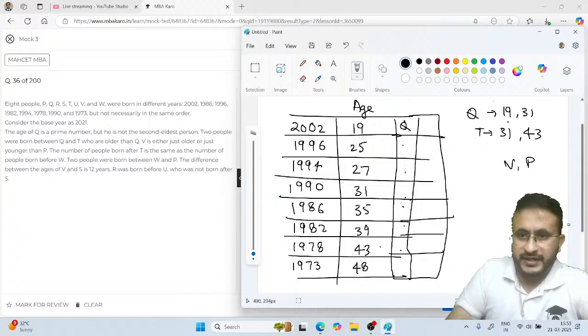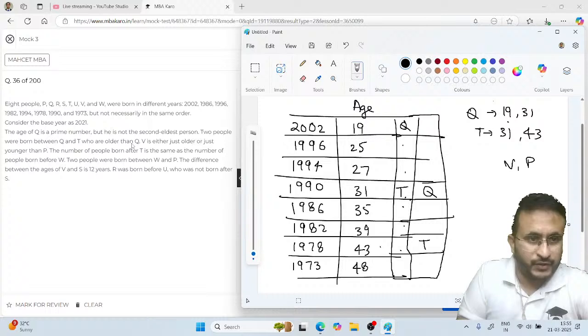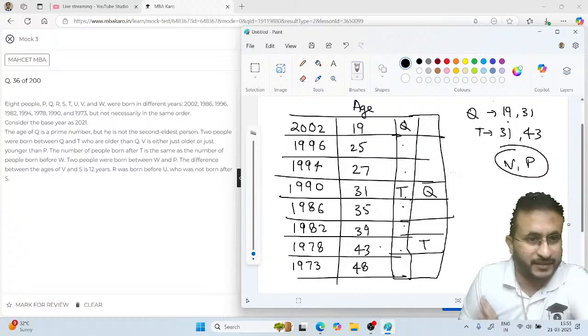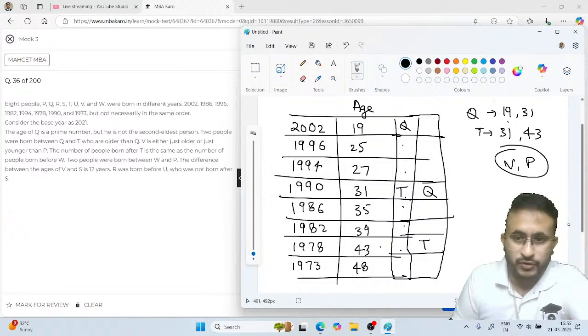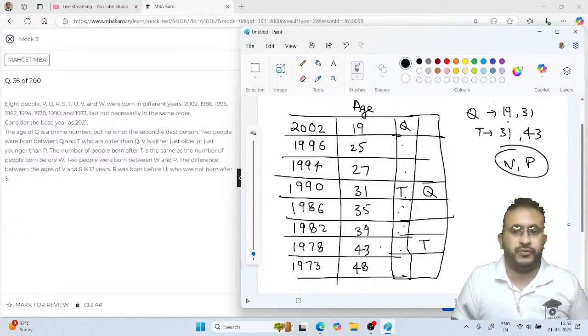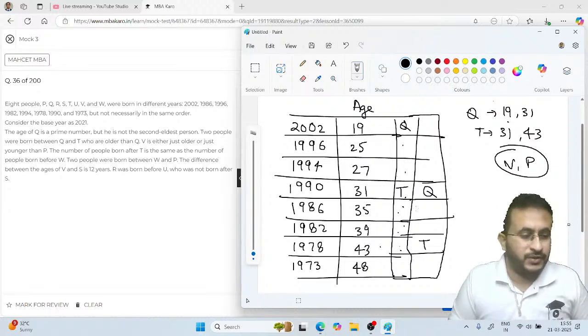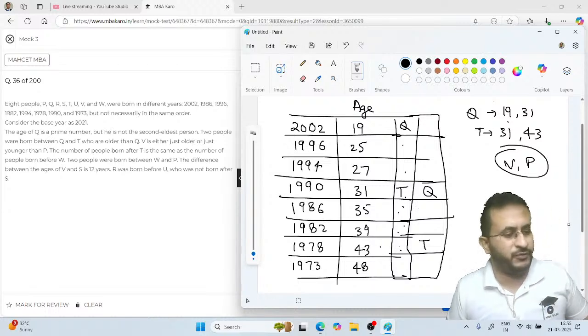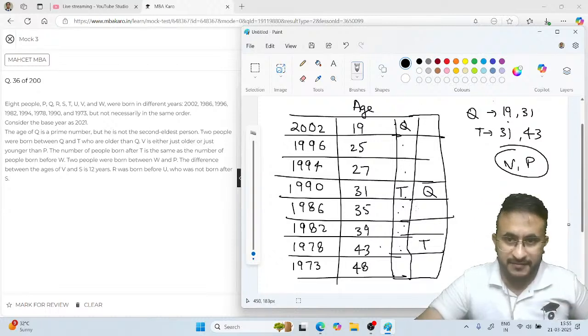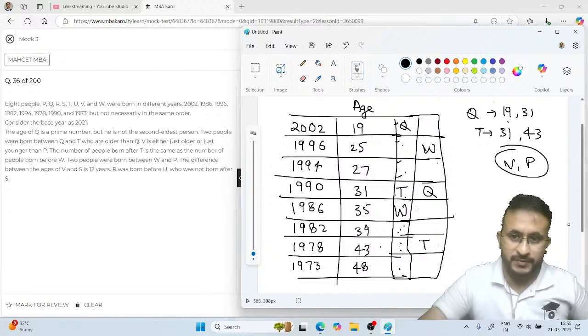So Q, if you put 19, then T will be 31 in this case. Another case is Q and T here at 43, with two people between them. V is either just older or just younger than P, so V and P will come together. The number of people born after T is the same as the number of people born before W. So the order of T and W from opposite ends is the same. From here T is first, second, third and fourth, so W will be first, second, third and fourth. So in this case W will be here. Here T is second, so W will be this person.